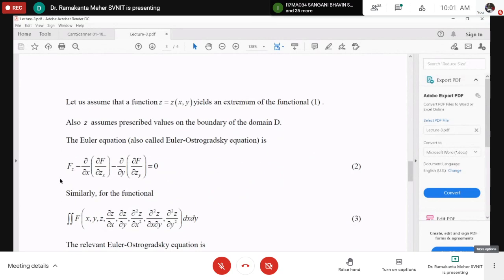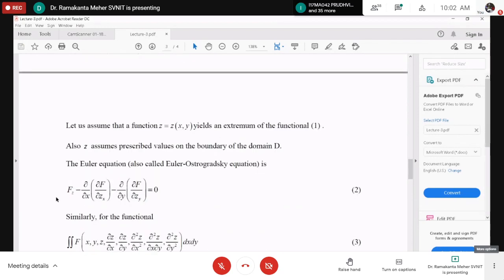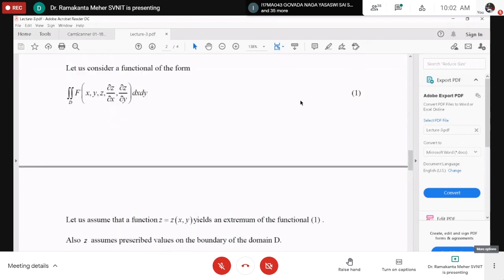This is del F by del z minus del by del x, del F by del zx, minus del by del y, del F by del zy, where zx is del z by del x, and zy is del z by del y. So this is the Euler equation which is associated with this functional 1, and it can be helpful for finding the extremum of the functional 1.